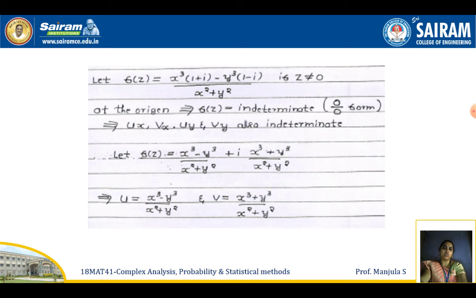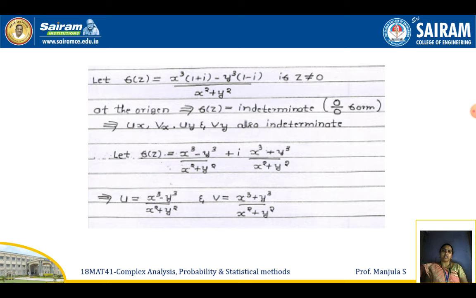But we have to prove this in terms of the basic definition of the partial derivatives. Let f of z be defined for z not equal to 0 like this: x cube into (1 plus i) minus y cube into (1 minus i) divided by x square plus y square. At the origin, f of z, we are getting the value in 0 by 0 form. It means an indeterminate form. So we have to find this with the help of the basic definition of partial derivatives.